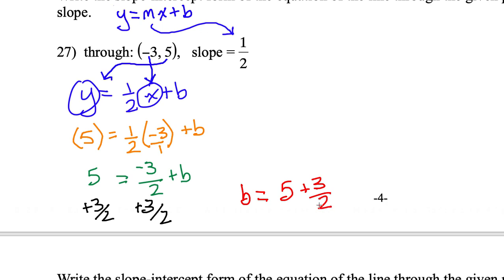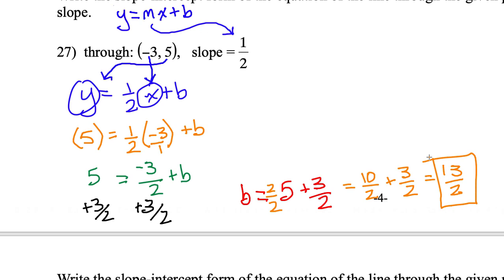But I need to simplify that. So I'm going to multiply this 5 by 2 over 2, so 2 over 2 to get common denominators. So this is now going to be 10 over 2 plus 3 over 2. And that is going to be 13 over 2.